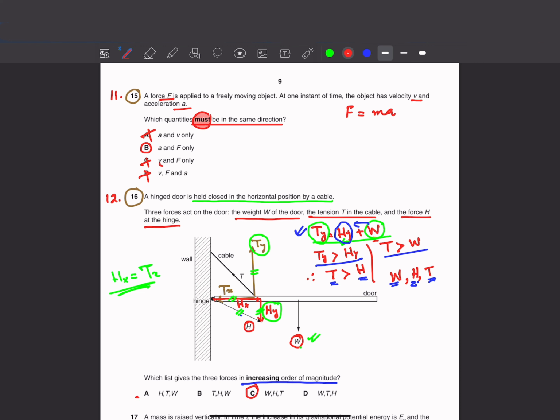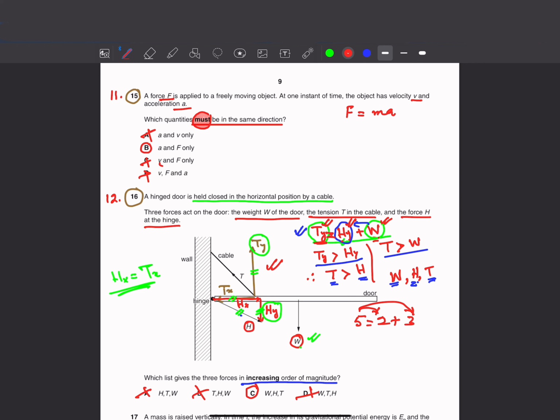I hope you have understood what I have explained. Simple thing again I am repeating. What is the situation? As you can see, there is no vertical movement, so Ty is equal to Hy plus W. So it means that Ty is greater than H, as well as greater than W. Like suppose you have 5 equal to 2 plus 3. Of course 5 is greater than 2 and is also greater than 3.